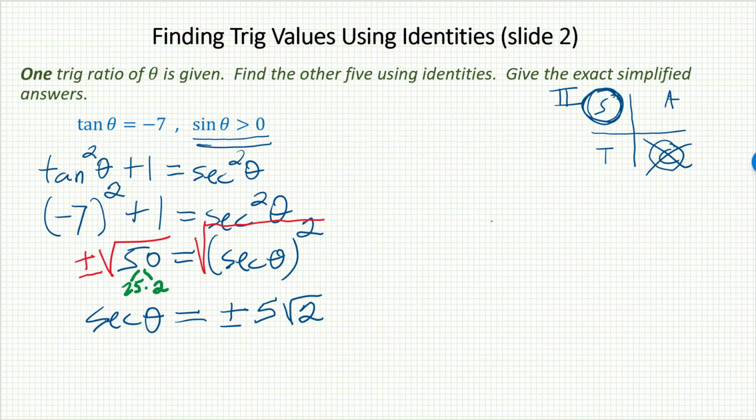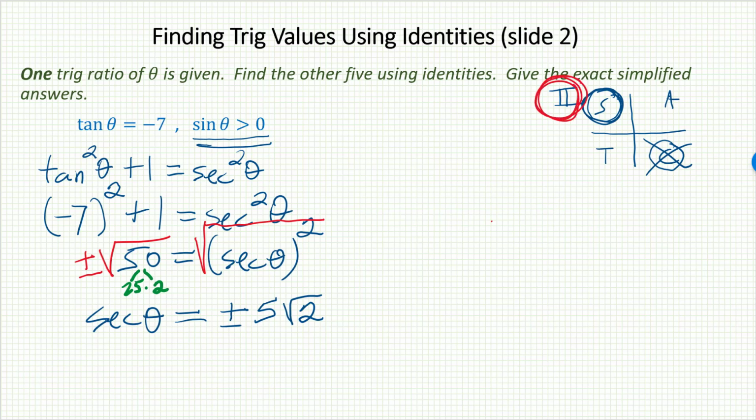We're not saying here that there are two answers for secant theta. That's impossible. There's only one answer. Algebraically, we've written down the plus or minus. That's what you should do to indicate the algebra. Now you're going to choose between the two based on the quadrant.